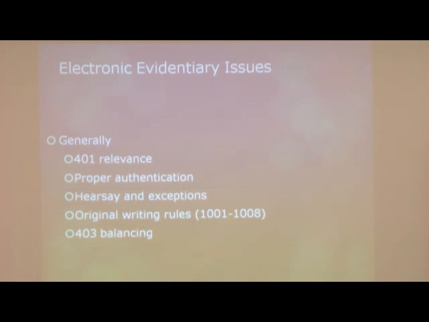Hearsay and the exceptions to hearsay are going to be a big problem. Original writing rules, so best evidence rules 1001 through 1008, and then 403 balancing. There are lots of unfair prejudice issues dealing with electronic evidence, especially if it's not handled appropriately. It's going to be very easy to argue that the probative value is substantially outweighed by the risk of unfair prejudice, waste of time, confusion of the jury, misleading the jury, those kinds of things when it comes to e-discovery if you're not handling the evidence particularly well.